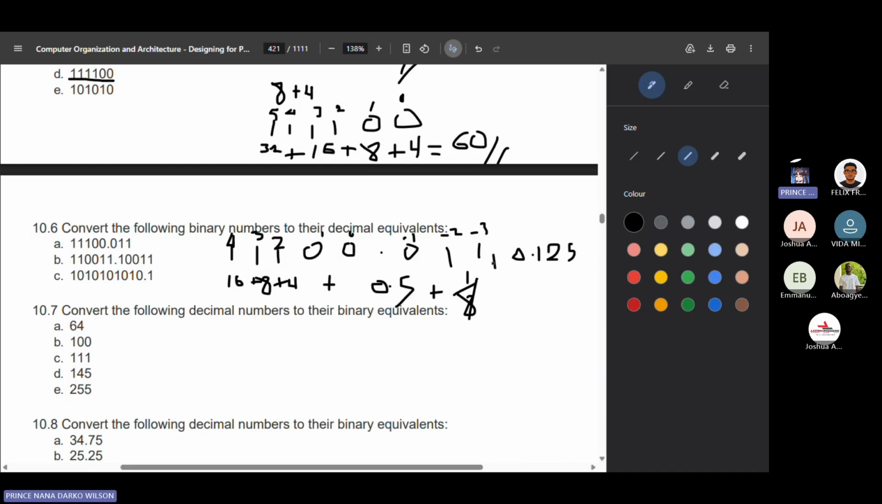So then the final answer is what we get when we combine our 16, our 8, our 4, our 0.5, and that. So that will give us what? Let me see. That's 16 plus 4 is 20, so 28. 28 plus 0.625, right?